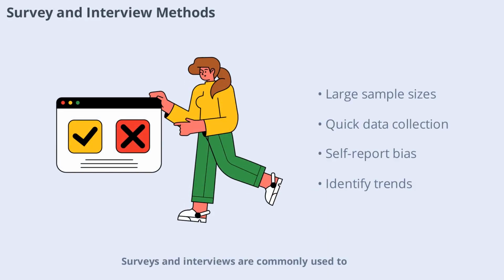Surveys and interviews are commonly used to gather information from large groups of people. In abnormal psychology, these methods help researchers collect data on symptoms, experiences, and attitudes related to mental health. Surveys can reach a broad audience quickly, while interviews allow for deeper exploration of individual experiences. Both methods rely on self-report, which can introduce biases, but they are invaluable for identifying trends and patterns in mental health across populations.